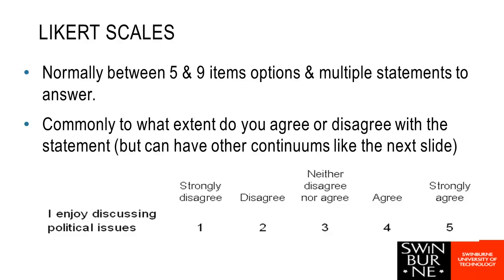Most commonly there'll be multiple statements to answer, so it won't just be one, there'll be a whole list of them that you're agreeing and disagreeing to. And again, that's what we call a multi-item scale, and we'll be learning about that in the next video. So the most common are the strongly agree to strongly disagree, but this is not the only option that gets used. So on the next slide I'll show you an example of one where it's got slightly different categories that the person can choose from.